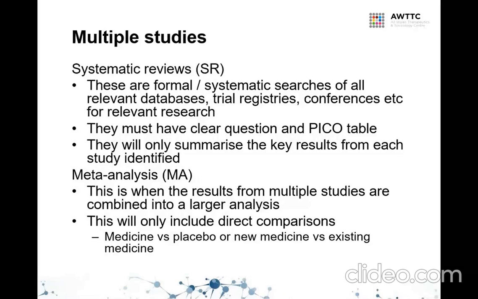A meta-analysis is when the data or results from multiple studies are combined into a larger analysis. They will usually show the individual results plus an overall result, and again, they'll only report an overview of the included studies. Meta-analysis can only include what are called direct comparisons. So the studies need to have compared, say, the medicine versus the placebo, or the new medicine versus the existing medicine, whatever the interest is of that review.